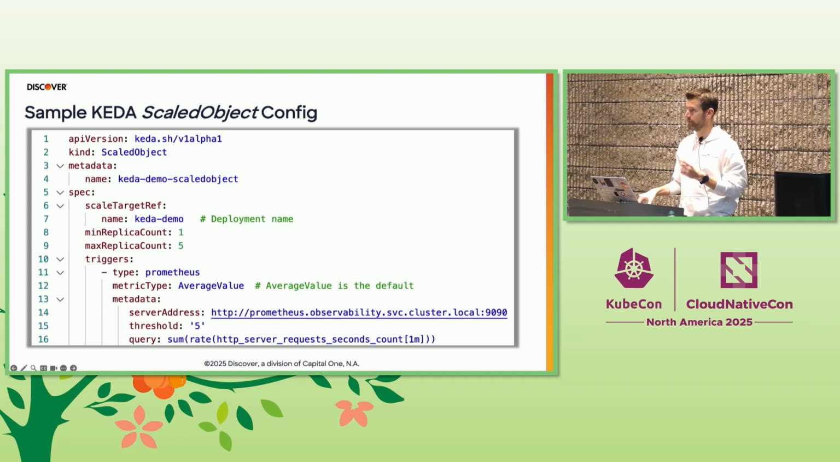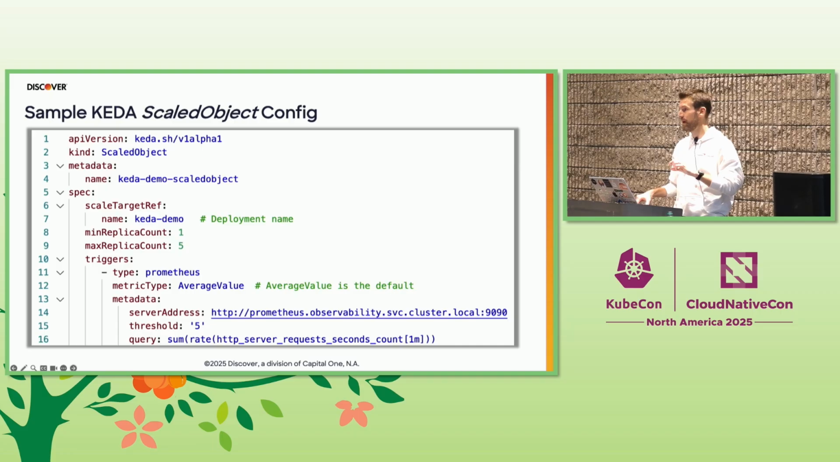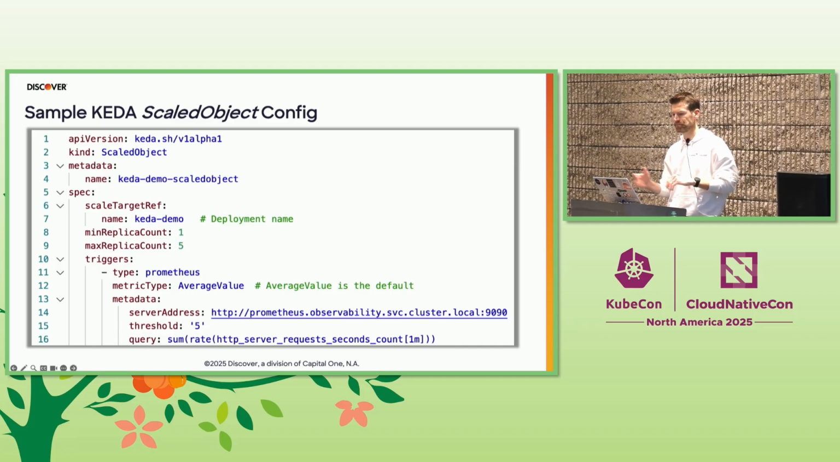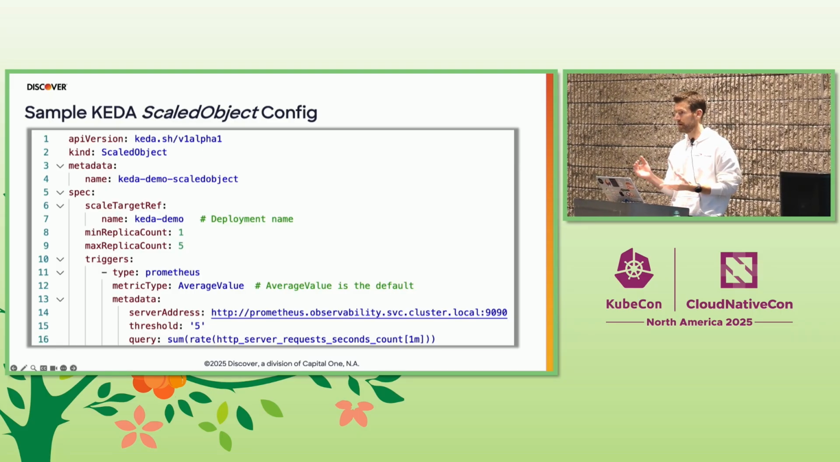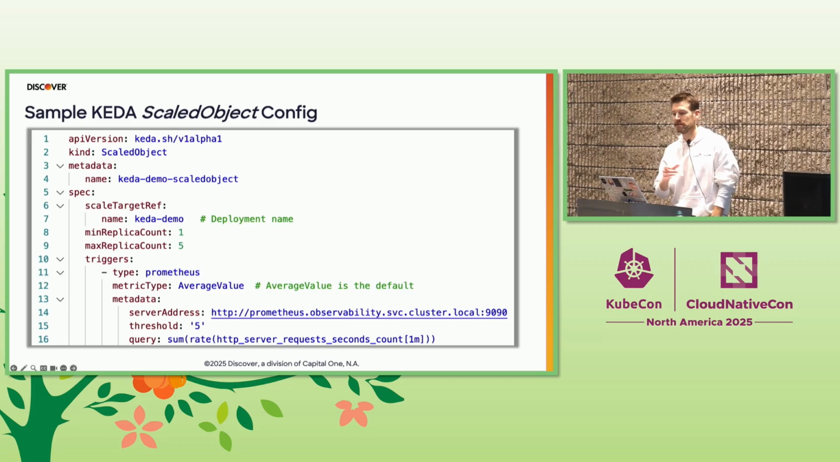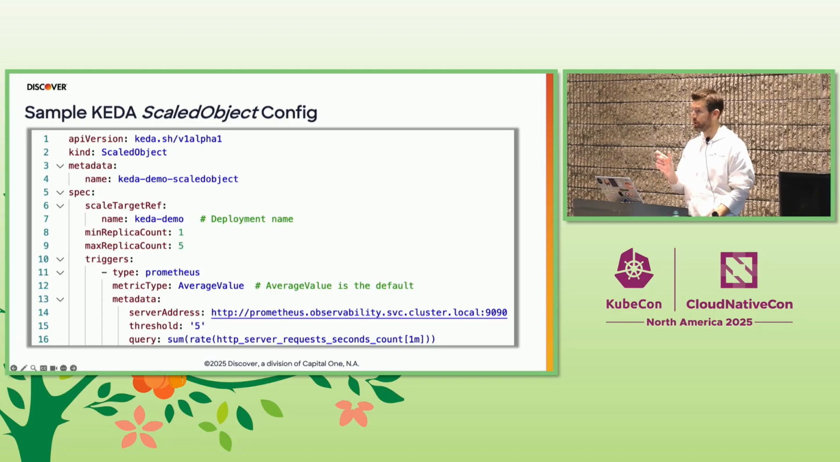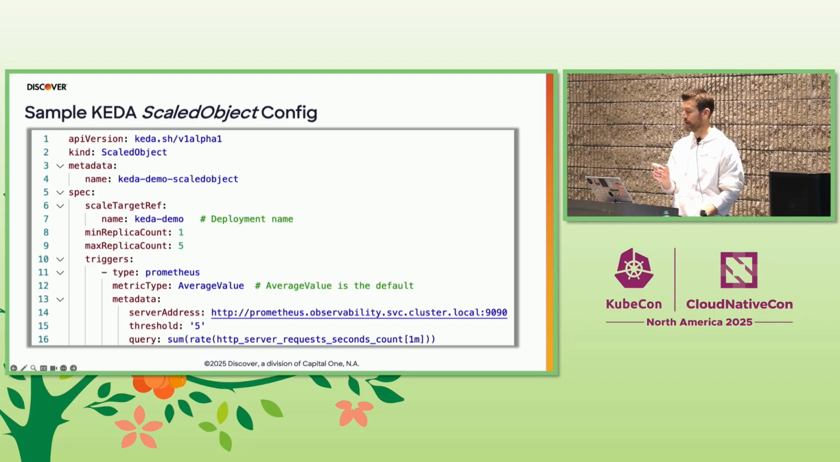And then something to call out is the metric type. Most of them just have either average value or value, just like the HPA. The utilization is not there because there's not really a resource request in this example. But make sure that you're paying attention to this, because you don't want to use average value here and then in your Prometheus query use average, because then you'll be taking an average of an average. So just be careful there.